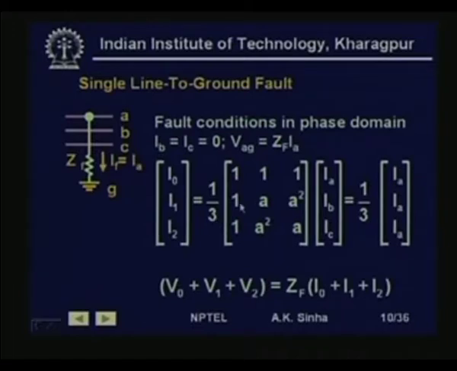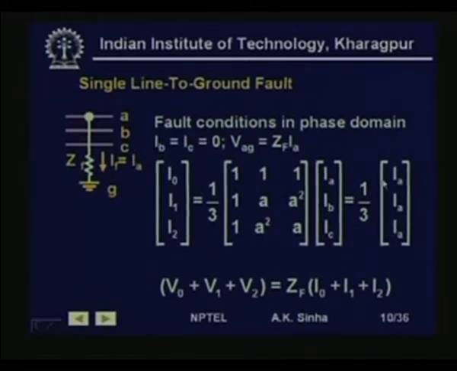Similarly, 1 by 3 into this 1 into IA plus A into 0 plus A square into 0. This again makes 1 by 3 IA. In the same way, we have also I2 is equal to 1 by 3 into 1 into IA plus A square into IB plus A into IC. So, that again gives us, with IB and IC being 0, 1 by 3 IA.